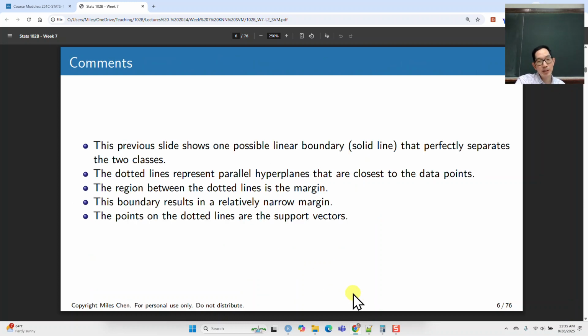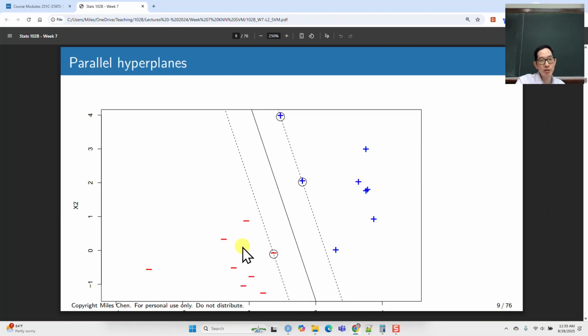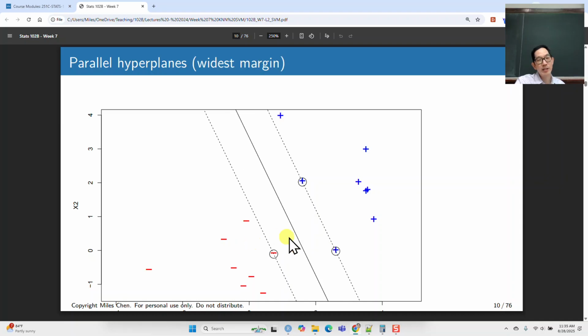This is one possible linear boundary that perfectly separates the two, but it has a relatively narrow margin, and you can try other ones. You can try different angles here. If you go through, you'd say, oh, this one produces a pretty wide margin. So here's the boundary. You look at the points that are closest to it. We have these two that are on the parallel line, and this one's on it. If you measure, this is the widest possible margin.